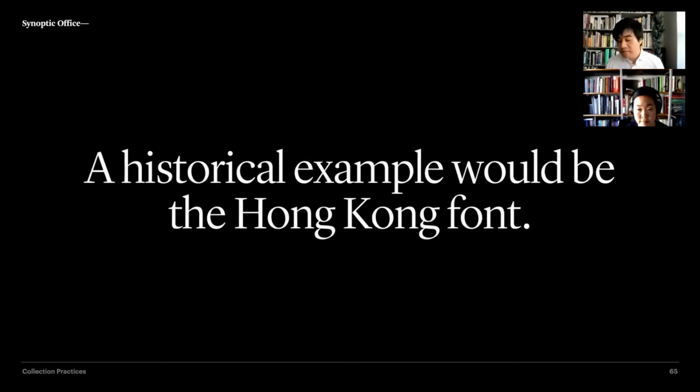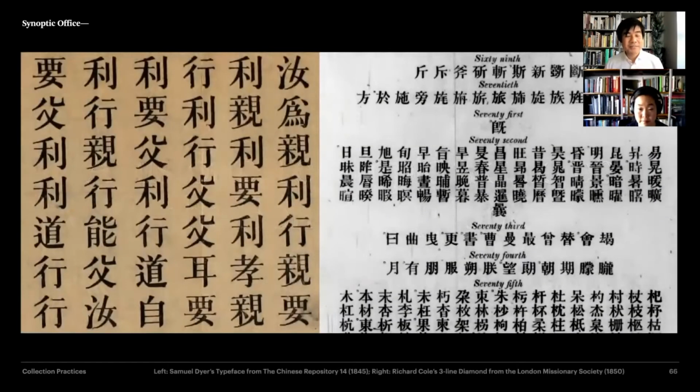One historical example that we want to give is the Hong Kong font, and we're going to use this because it illustrates perhaps the complexity of how you describe this process. How do you describe a typeface? So on the right here, we have the Hong Kong font. And then on the left here, we have the Dyer font, which is actually its predecessor. And the two of them actually have a relationship.